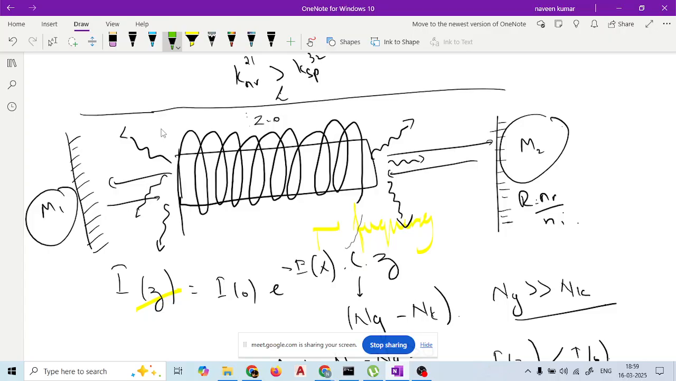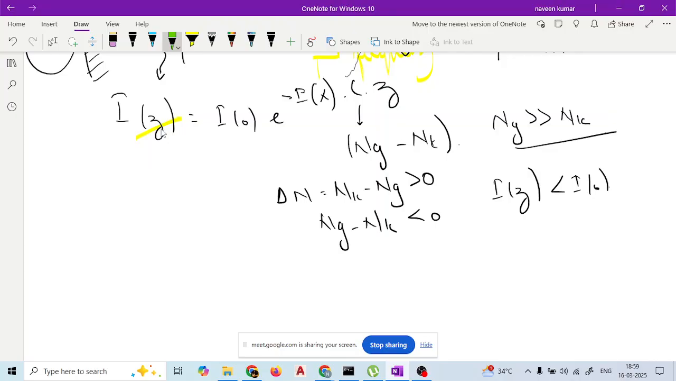So we write this in terms of the number density in the ground state minus the number density in the excited state, that is Ng minus Nk. At room temperature, Ng is far greater than Nk. So I(z) is progressively less as the light travels through the medium.